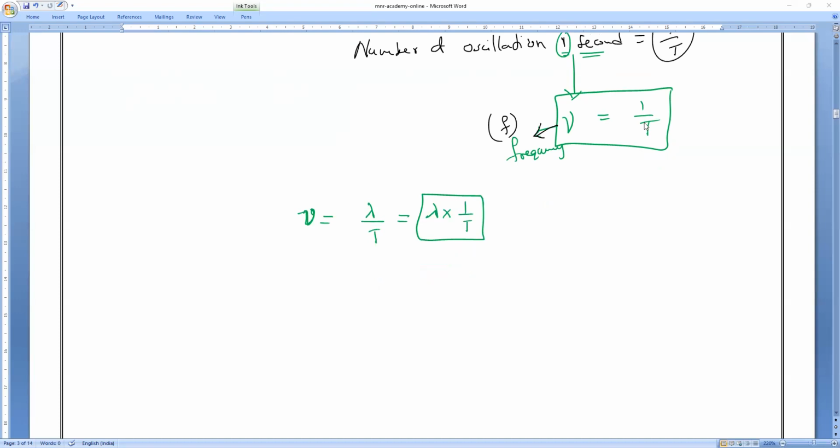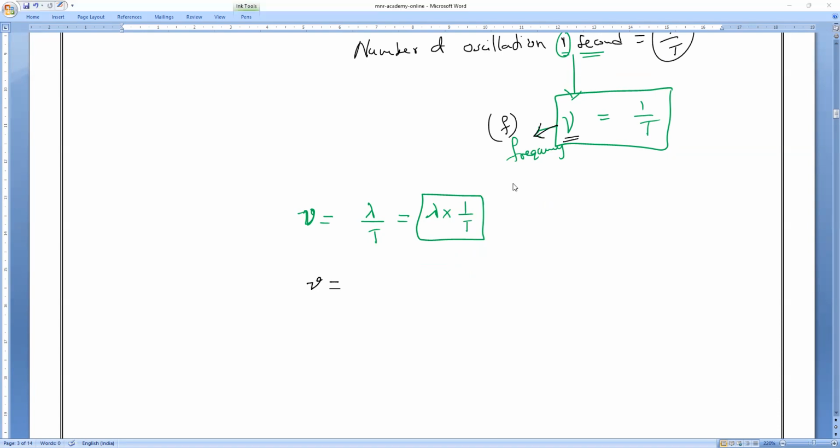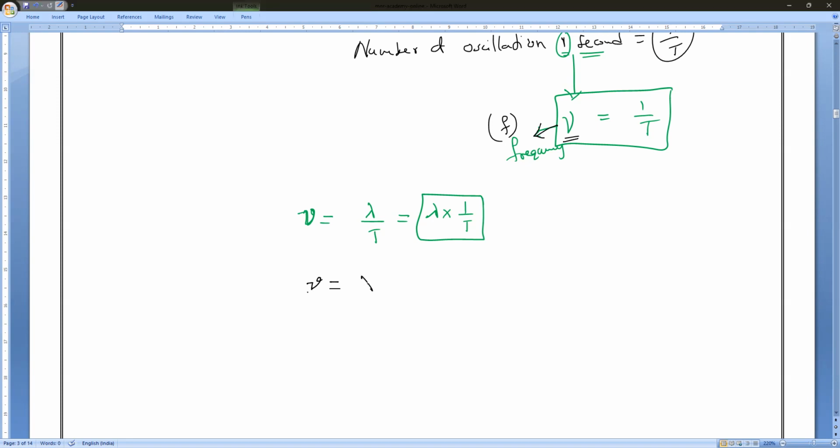Now, 1 by time period, we all know, I can write as frequency. So wave speed is equal to frequency into wavelength.